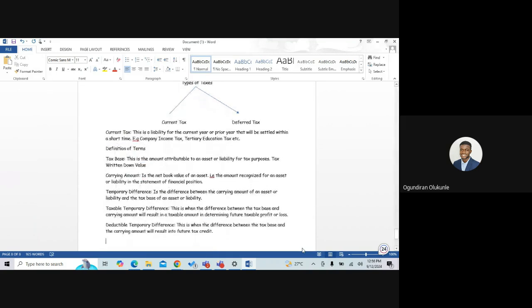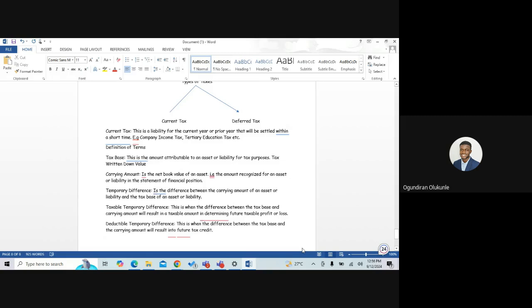Will result into future tax credit, right? So now, when you have the taxable temporary difference, the product of taxable temporary difference is now called deferred tax liability. Deferred tax what? Liability. It's called what? Deferred tax liability. I said when you have a taxable temporary difference, the product of taxable temporary difference is called deferred tax liability. Do you understand now?